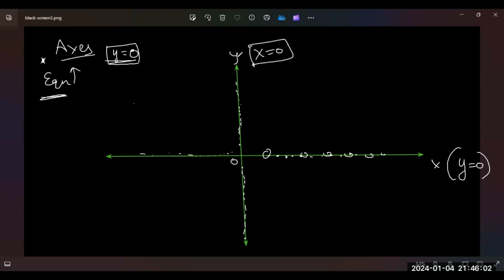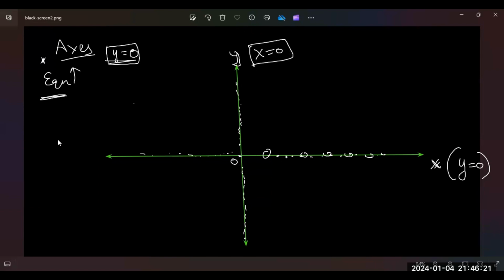So this is why even the axes are given an equation form to represent. So y equals 0 represents the x-axis, x equals 0 represents the y-axis. 0 comma 0 of course represents the origin. What about any line parallel to these?